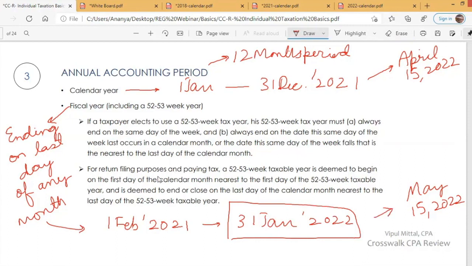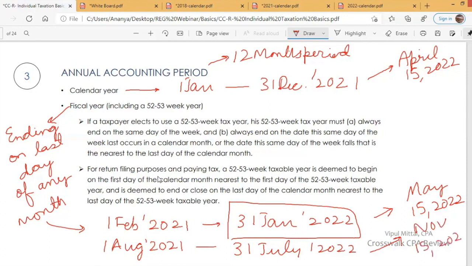Your fiscal year may start from, let's say, 1st of August 2021, end on 31st July 2022, and you have to file your tax return in this case by November 15th, 2022. Yes, obviously you can apply for extension.